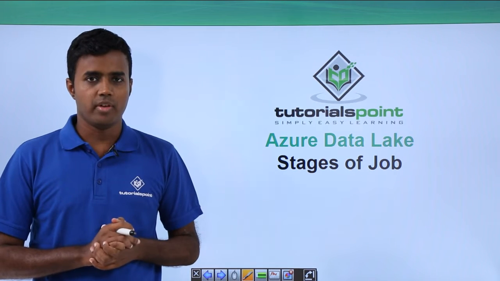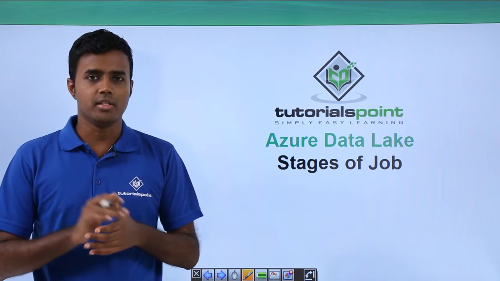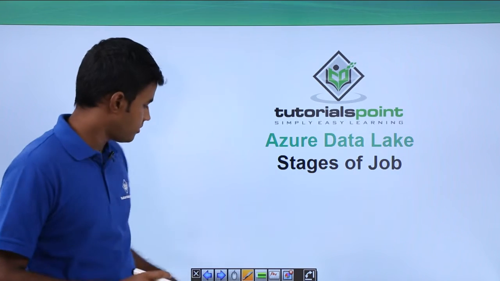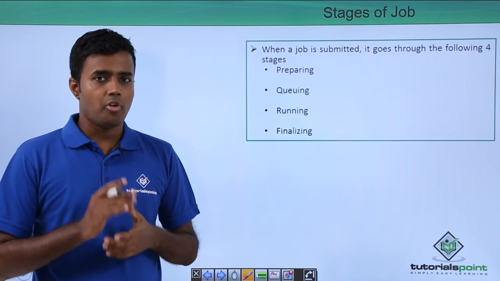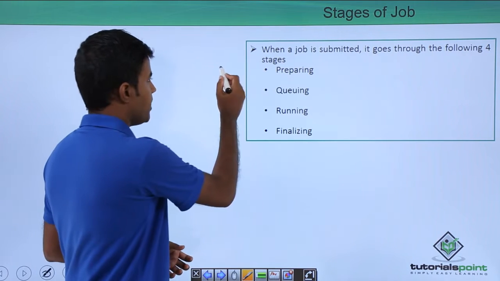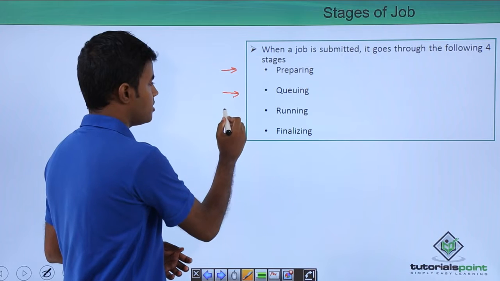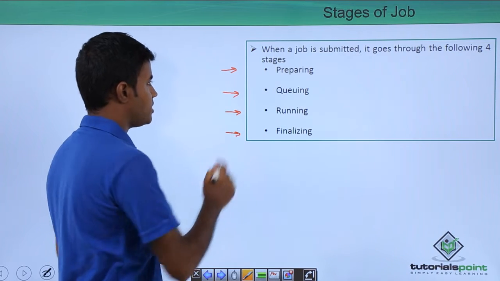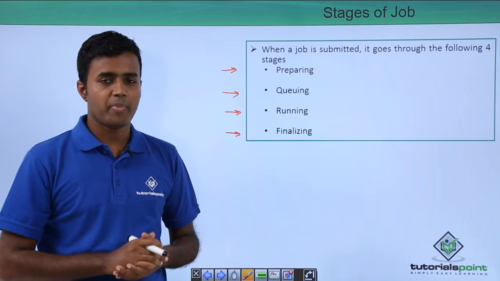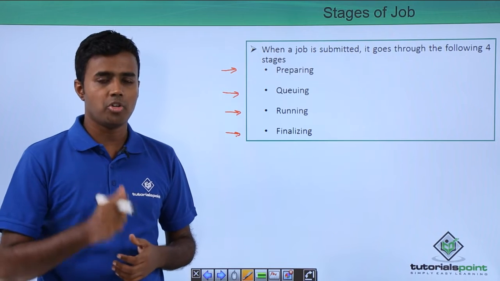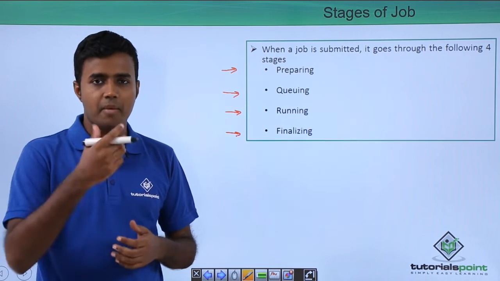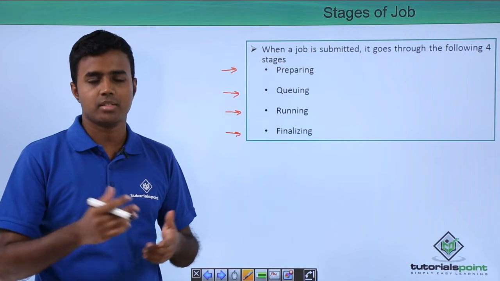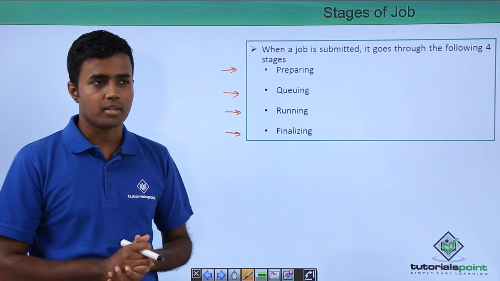In this video, we will talk about the different stages that your job goes through. So when a job is submitted, it goes through the following 4 stages: preparing stage, queuing stage, running stage and finalizing stage. In the preparing stage, you upload your script to the cloud and the compile service basically compiles the script and optimizes the script and prepares a plan.